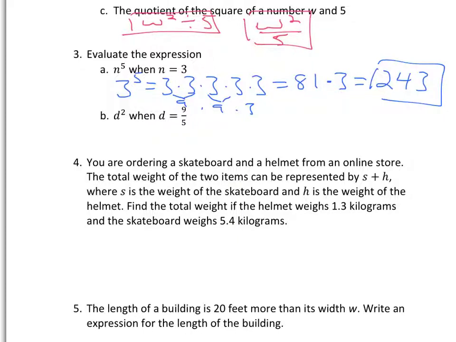Okay, and d squared when d equals 9 over 5, or 9/5, so we have 9/5 squared equals, remember, 9 fifths times 9 fifths. So we've got to multiply the top together, 81, and multiply the bottom together. 5 times 5 is 25, and that's the answer.